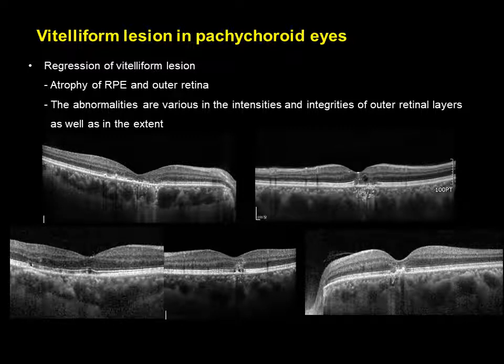Regression of vitelliform lesion results in a wide range of atrophic changes of RPE and outer retinal layers on OCT. The abnormalities vary in the intensities and integrities of outer retinal layers as well as in the extent. At this stage, it is difficult to make a correct diagnosis.